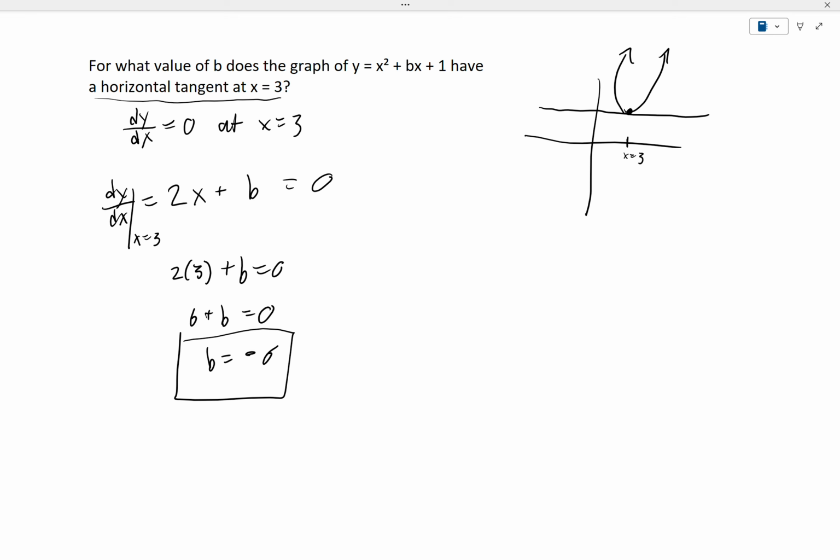So that's the value of b that makes this true. So that's going to be the value of b if I were to actually make this a parabola instead of just some general parabola with b in there. This parabola would be y equals x squared minus 6x plus 1. And this parabola is going to have a horizontal tangent at x equals 3 because that's the value of b that satisfies this condition I was given.